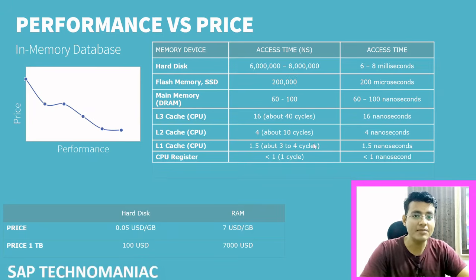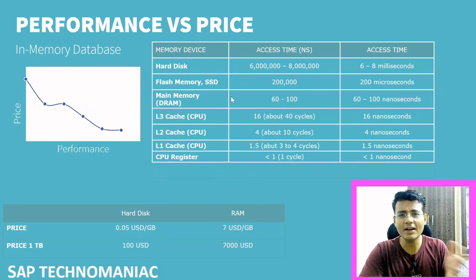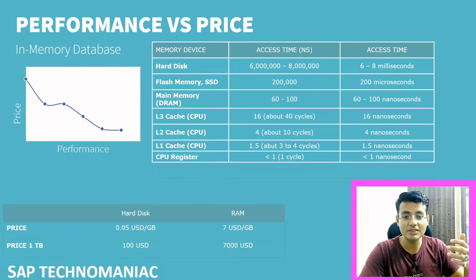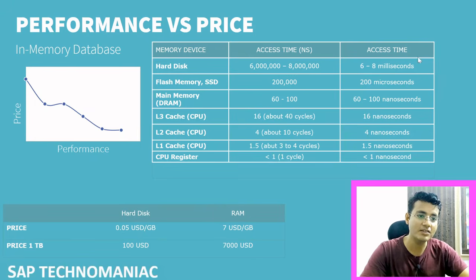And the same thing, as you are from an electronics background, you might already know the hard disk is slower than the SSD, and the SSD is slower than our DRAM, dynamic RAM, which we call volatile RAM, and we have caches, and then we have the register which is the fastest. You can see the access time for each and every hardware which we are using.